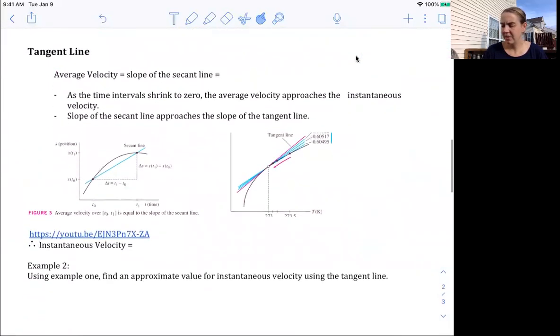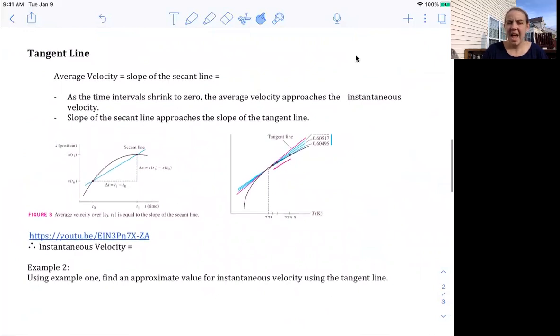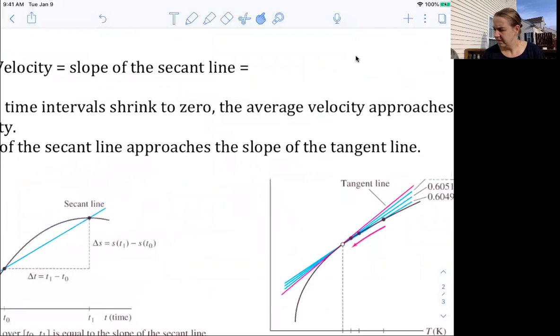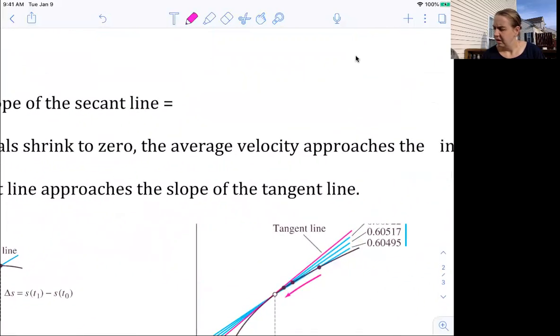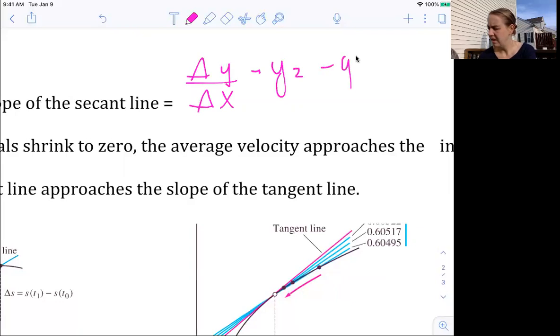Tangent line. Here we go. You remember these things? The average velocity is the slope of the secant line. Remember we said we're talking about slope today. So you can think of that. Let's fill this in a little bit. The slope of your secant line is your change in y over your change in x, which is y2 minus y1 over x2 minus x1. That's good old algebra 1 notation.